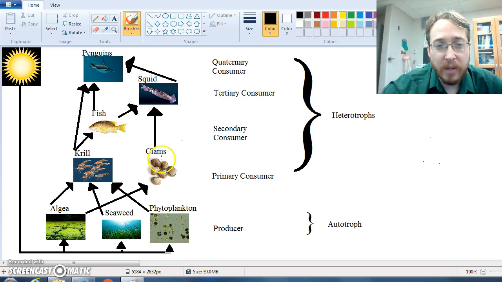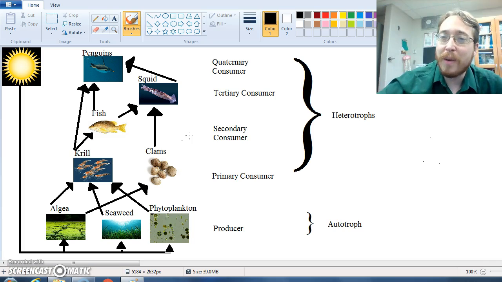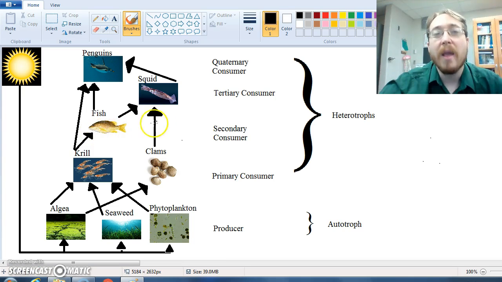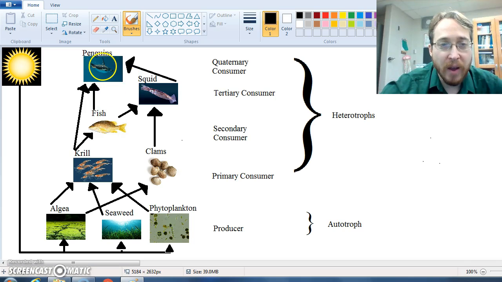Now, you can see the squid is eating the clams, but the clams are the first level, so shouldn't the squid be at the second level? Well, these levels are based on whatever the highest thing you eat is. So because the squid eats a secondary consumer, it's also considered to be a tertiary consumer. And finally, we've got these penguins. They can eat krill, and they can eat fish, and they can eat squid. They're a quaternary consumer. They are a fourth level consumer.